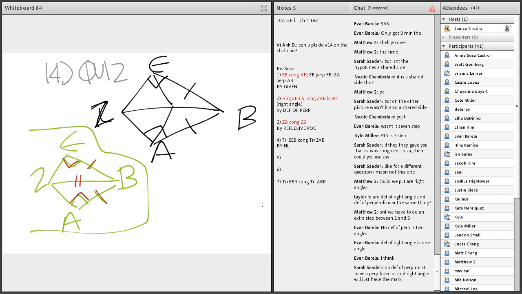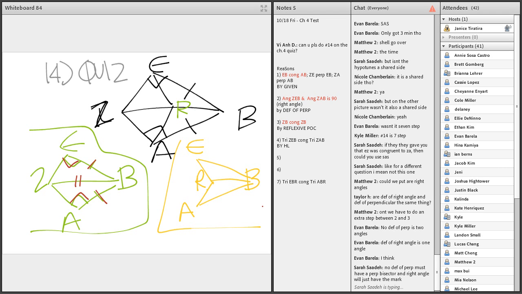Okay, so now I have... that's true too, Evan. Yeah, that is true. The definition of right angle is just one angle. So my goal, oh shoot, I didn't put the letter R here. My last goal is to draw EBR. So I'm going to use yellow. So EBR, because that's step 7, and ABR.